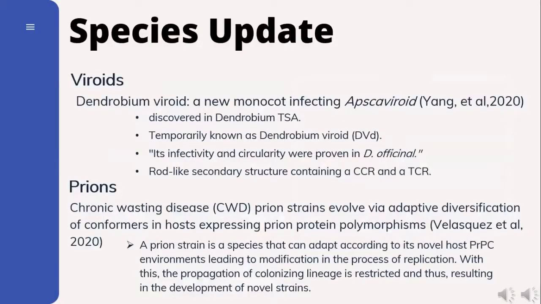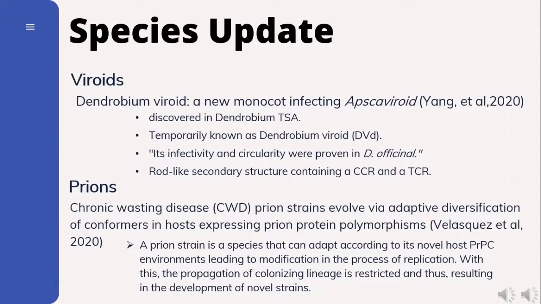Species update on viroids. Viroids are commonly found to infect mainly dicot species only. However, a paper from the group of Yang in 2020 states the discovery of a new monocot-infecting viroid in Dendrobium. It is temporarily known as Dendrobium viroid or DVd, and its infectivity and circularity were proven in the Dendrobium officinale. It is predicted to have a rod-like secondary structure containing a central conserved region and a terminal conserved region.